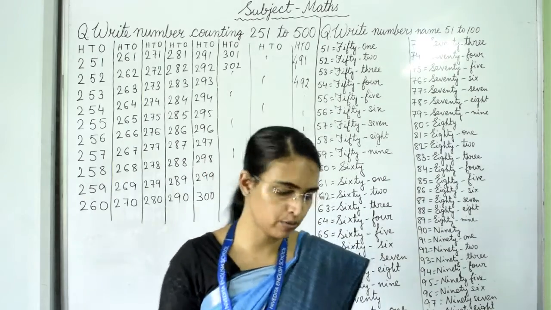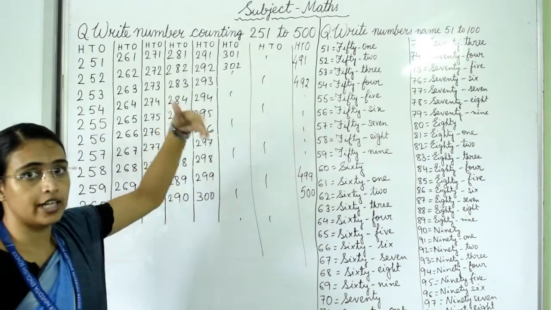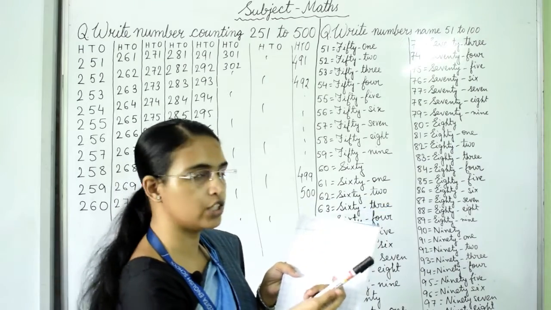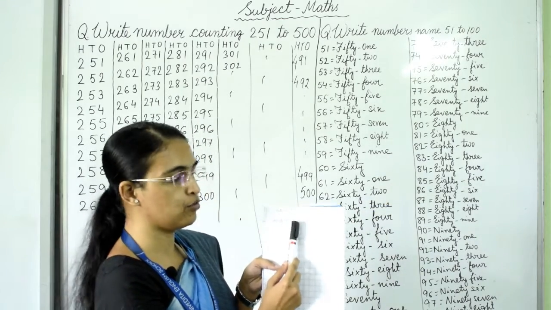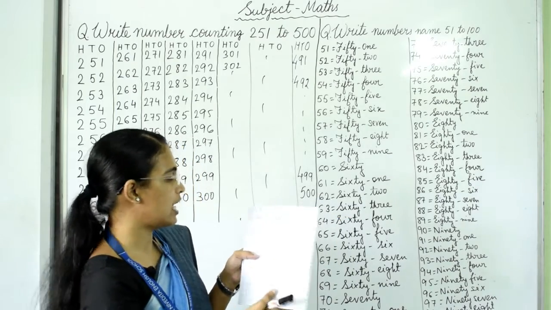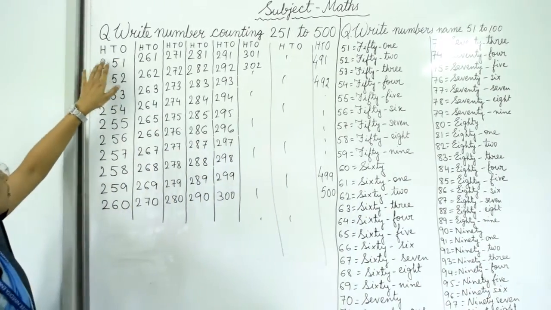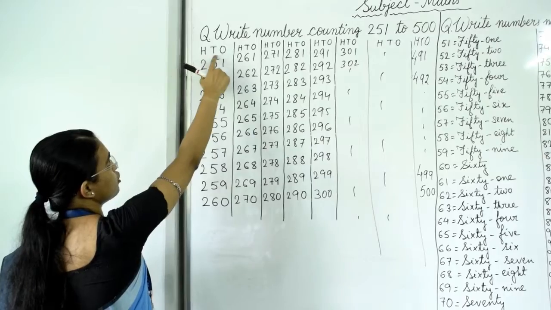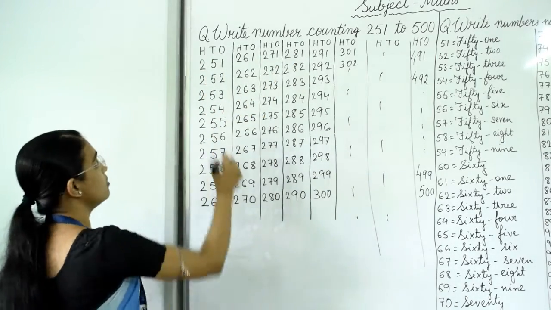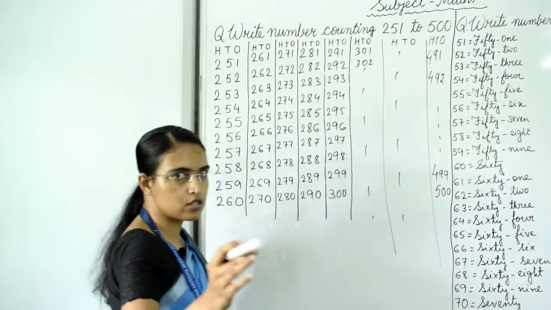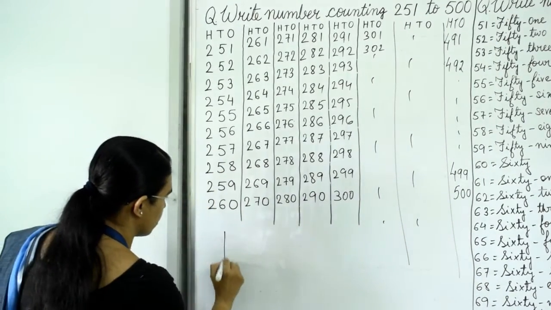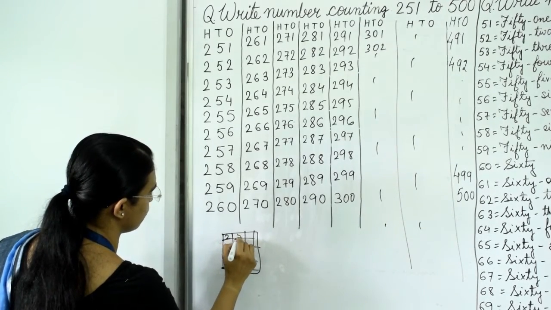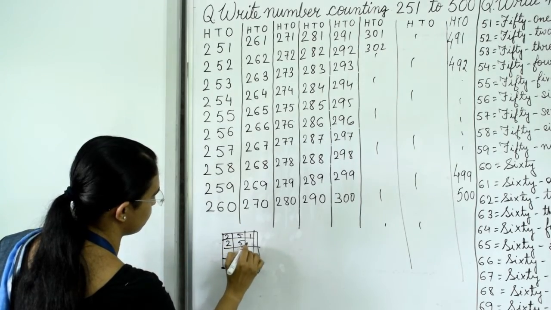Okay, now we will continue with this number. In the next page, again you have to mention the date, then write the question. What is the question? Write counting numbers from 251 to 500. After that, start writing from 251 to 500 in this way. First you have to mention H2O in every line. Then in this way, in separate boxes, you have to write 2 here, 5 here, 1, then 2, 5, 2 in this way.